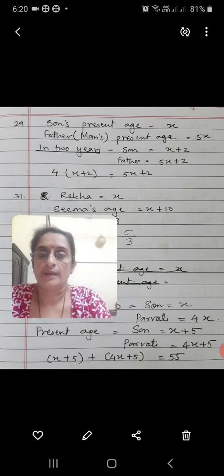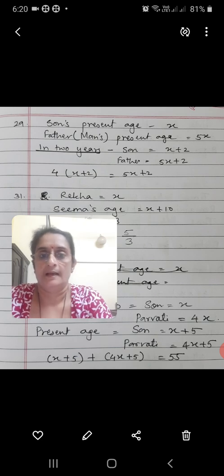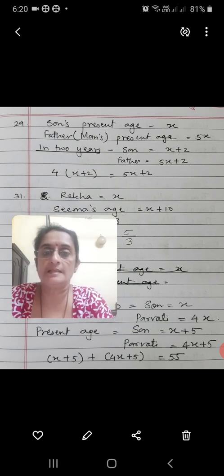Now we don't know the present ages of both of them, so we'll consider the son's age as x. Now what is told? The man is 5 times his son's age. So if the son is x years old, the father has to be 5 times that. So that is 5x. Fine. So these are the present ages of both of them.